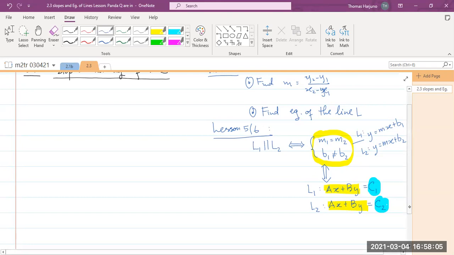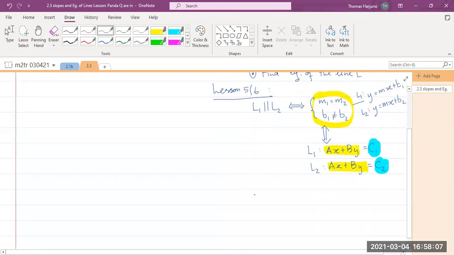Now, on the other hand, what happens if two lines are perpendicular? Two lines are perpendicular if the product of the slopes is -1. We usually say that the slope of one line is the negative reciprocal of the other slope.